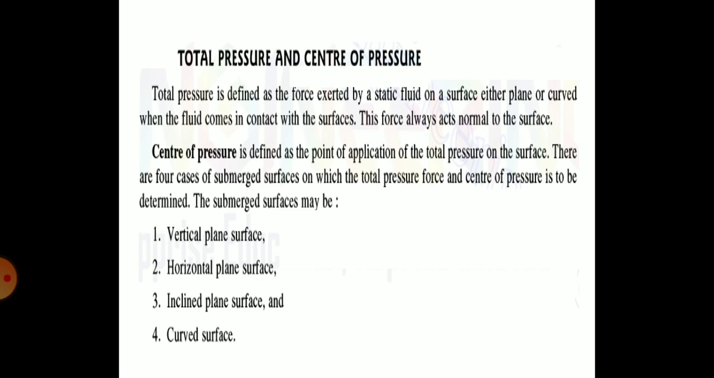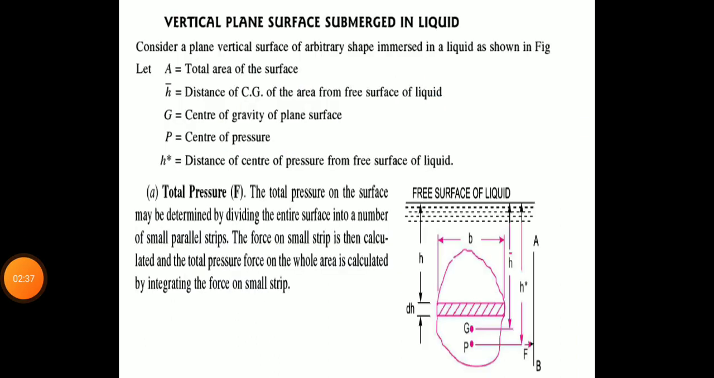There are four cases of submerged surfaces on which the total pressure force and center of pressure are to be determined, and these four surfaces are: first, vertical plane surface; second, horizontal plane surface; third, inclined plane surface; and last, the curved surface. First we will see the vertical plane surface submerged in liquid.